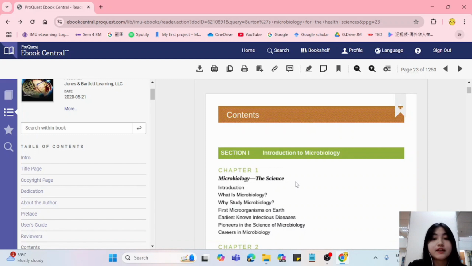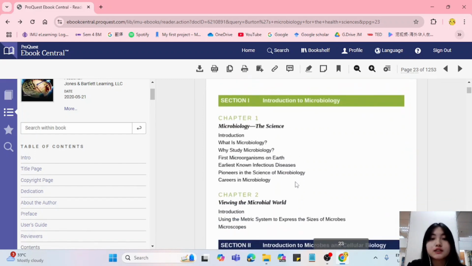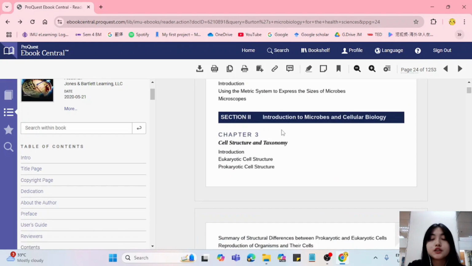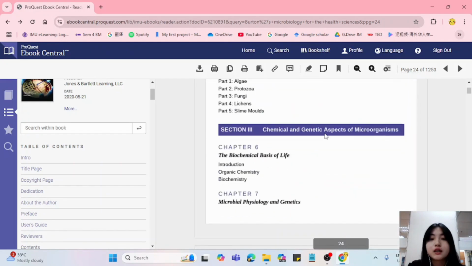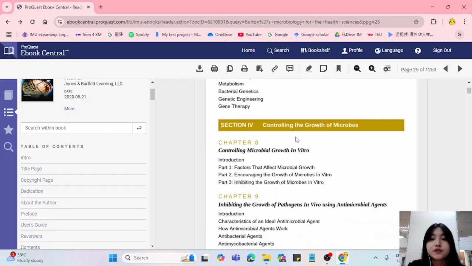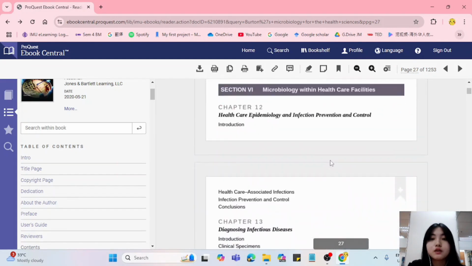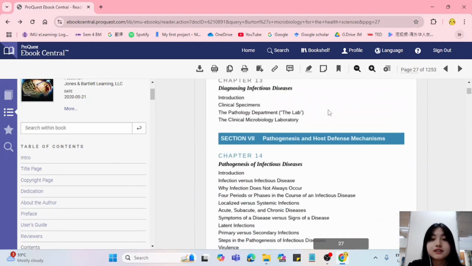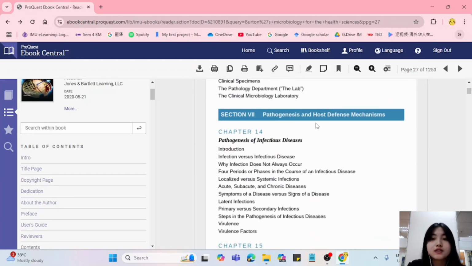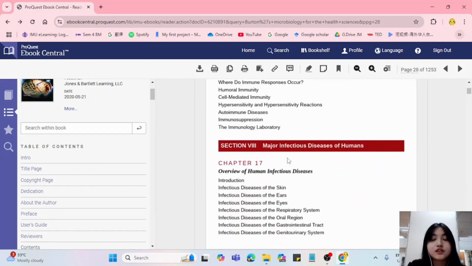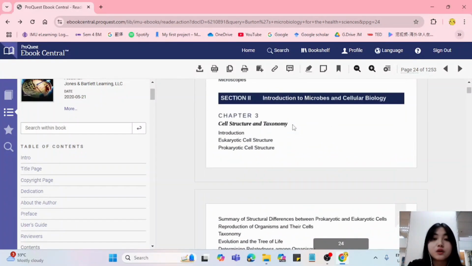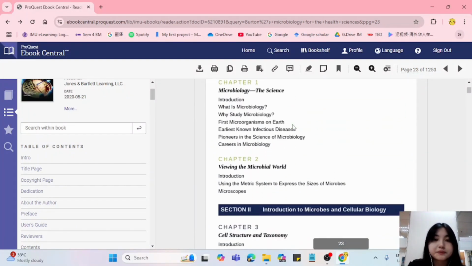This book has been divided into 8 sections, which are Introduction to Microbiology, Introduction to Microbes and Cellular Biology, Chemical and Genetic Aspects of Microorganisms, Controlling the Growth of Microbes, Environmental and Applied Microbiology, Microbiology within Healthcare Facilities, Pathogenesis and Host Defense Mechanisms, and Major Infectious Diseases of Humans. So let's have a look at each one. There are 21 chapters in this book.